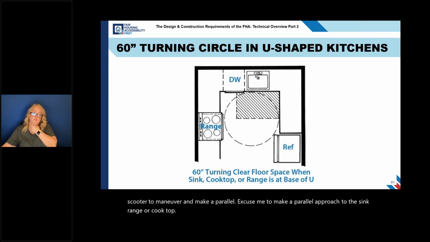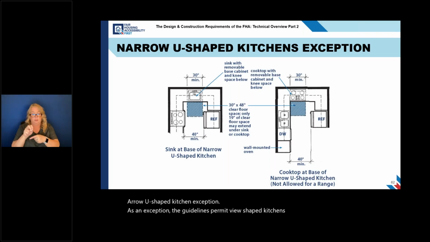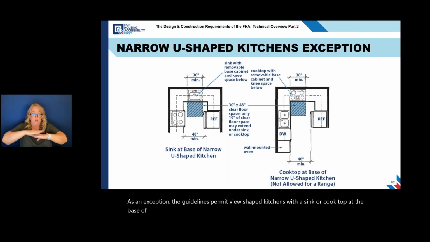Narrow U-shaped kitchens exception. As an exception, the guidelines permit U-shaped kitchens with a sink or cooktop at the base of the U with knee space or a removable cabinet to have at least 40 inches of clearance.